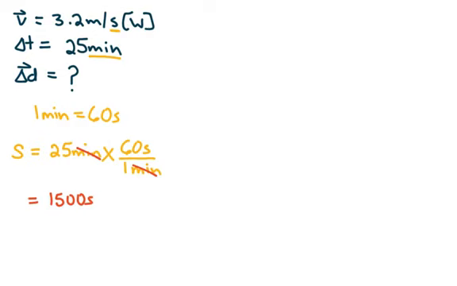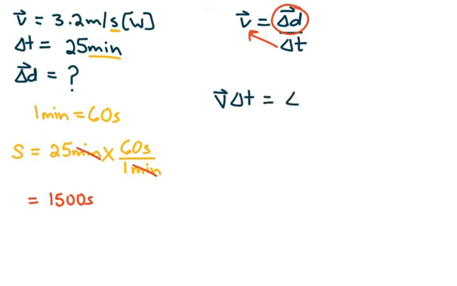Now I'm ready to do the next part of the GUESS method, which is the equation. So my V is equal to displacement over time. I'm looking for my D, so I'm going to get T off the bottom. When it goes over the equals, it does the opposite math. So right now it's dividing. It's going to multiply when I bring it over the equals. So there is my rearrangement.